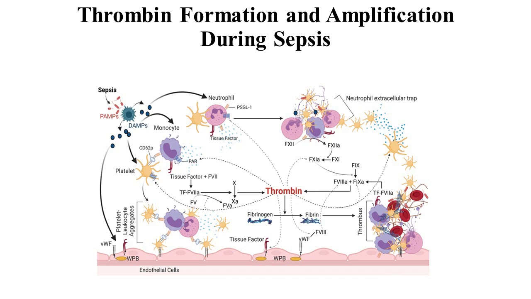Thrombin itself further links coagulation and inflammation. Beyond converting fibrinogen to fibrin, thrombin activates platelets via protease-activated receptors, PARs, and stimulates additional inflammatory signaling. Thus, coagulation and inflammation amplify each other in a vicious cycle. Ultimately, this uncontrolled thrombin generation leads to diffuse fibrin deposition within the microvasculature, impaired tissue perfusion, organ dysfunction, and, in severe cases, disseminated intravascular coagulation, DIC.